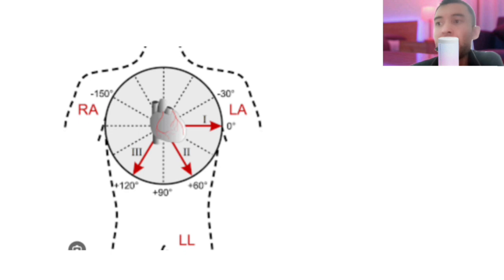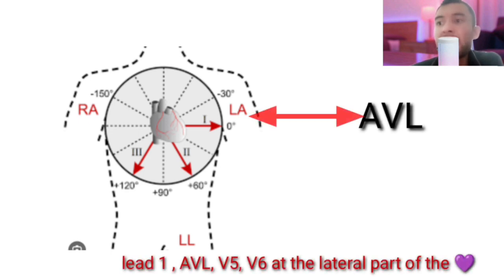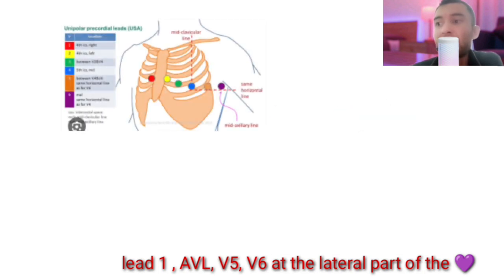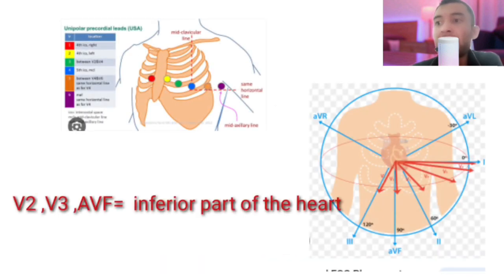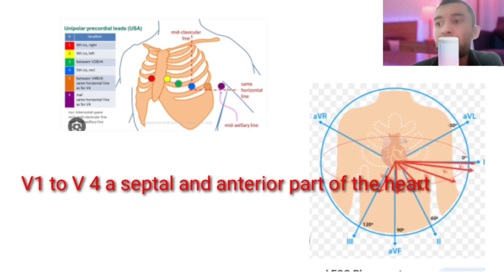Okay, here lead 1, AVL, V5 and V6 are the lateral part of the heart. Lead 2, 3 and AVF are the inferior part of the heart. V1 to V4 are the septal and anterior part of the heart.